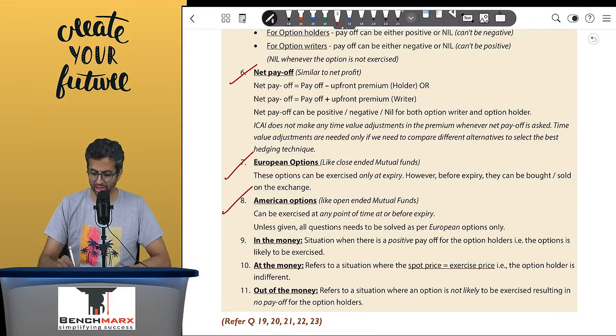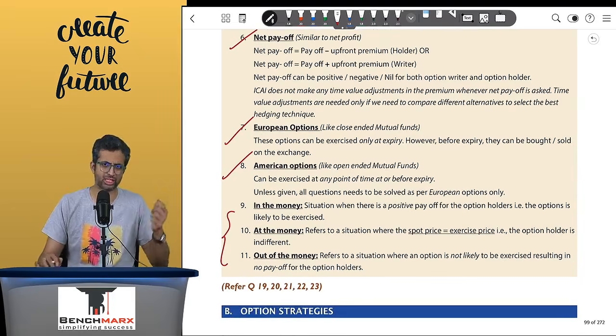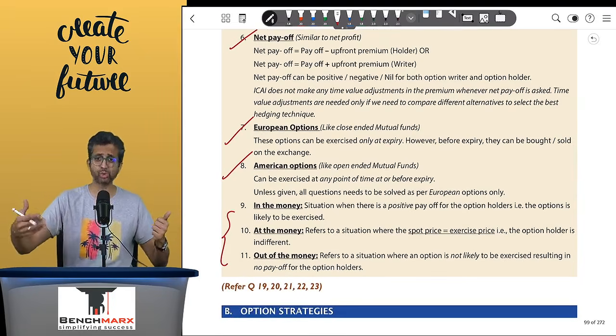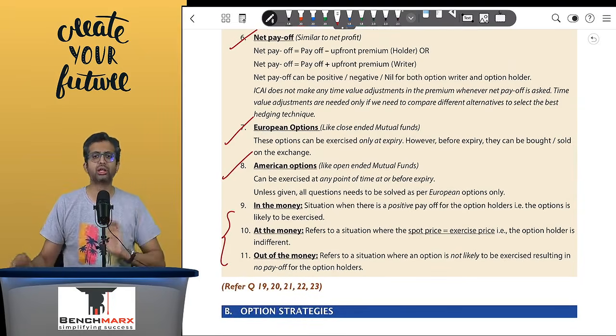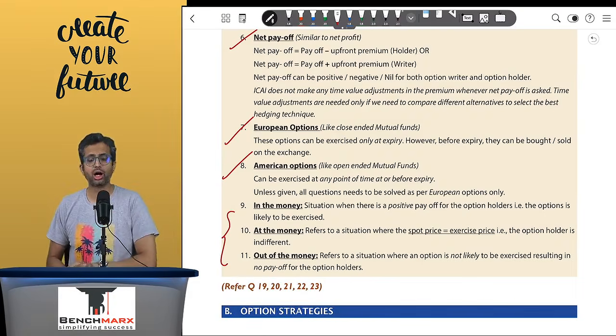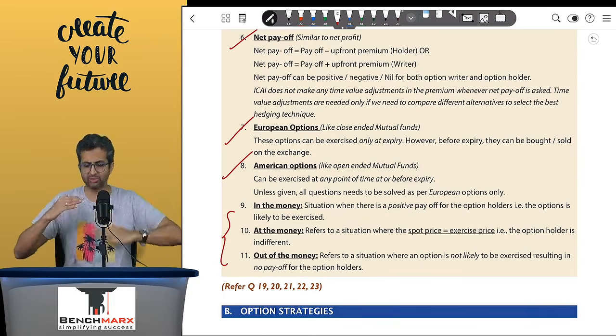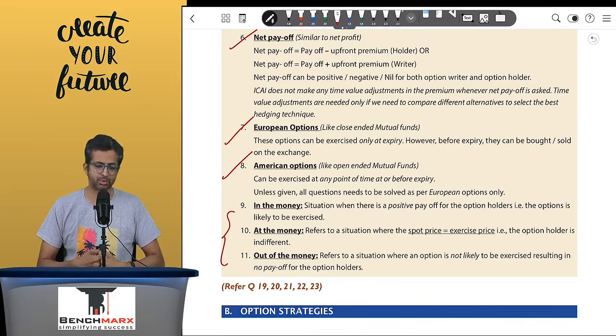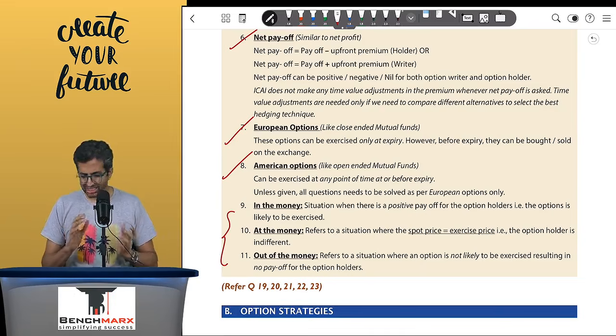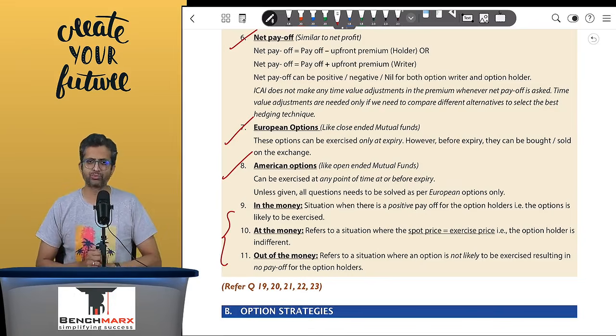Then you have three key terms which are linked to options. In the money, that is, if the option is likely to be exercised. In case of a call option, spot greater than the exercise price. Out of the money, where the option is unlikely to be exercised, and at the money, where you are indifferent, where the spot at expiry and the exercise price are equal. That is called an option which is at the money. So these are key terms. Broadly, I think you should be aware, but otherwise it should be manageable.